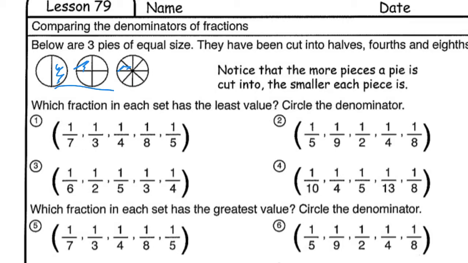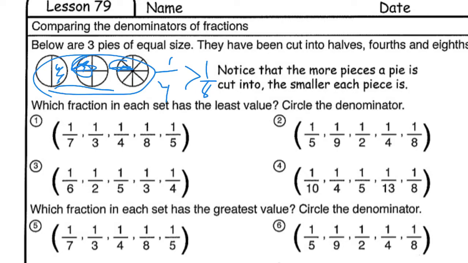Notice that the more pieces a pie is cut into, the smaller each piece is. Do you see that? So a half is bigger than a fourth, and a fourth is bigger than an eighth. 1/4 is bigger than 1/8. That's kind of backwards, isn't it? Because 4 is smaller than 8, but 1/4 is bigger than 1/8. And you can see why that is so based on these pictures right here.